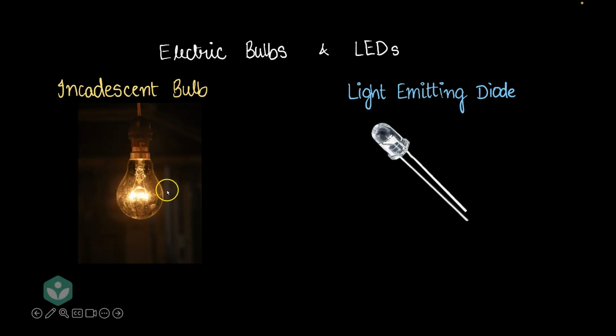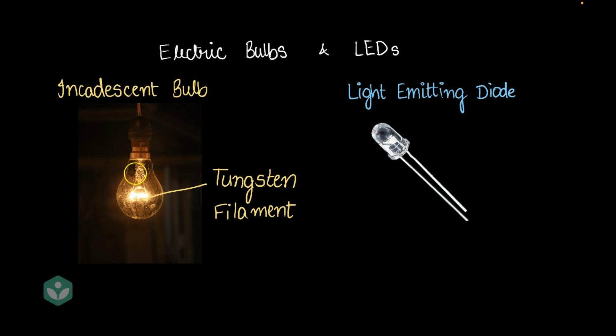Now, if we look at an incandescent bulb, especially when it's turned off, you'll notice a tiny coiled up wire that produces heat and light. That wire is called the filament of the bulb. Let me write it down. It's made of tungsten, so it's called the tungsten filament. When you pass electricity through this thin tungsten filament, it starts producing heat and light.